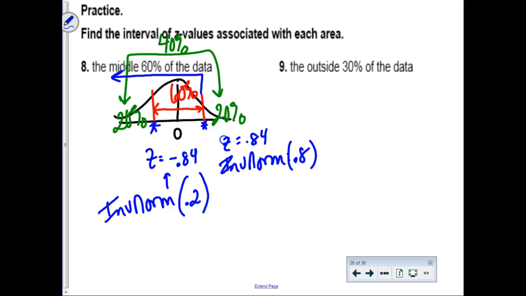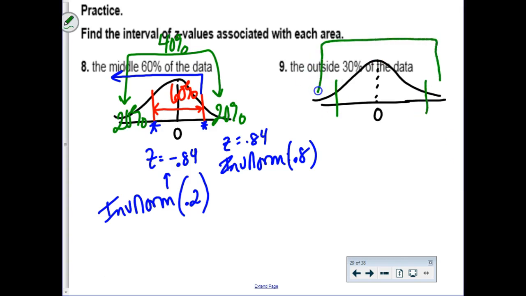Number 9 asks for the outer 30% of the data. All right, so 0 being in the middle, and they want the outer 30%. So think about this, guys. Out here is 30% in total. Can you talk to me about what actually is in each of these beautifully symmetrical tails that I totally didn't draw right? 15% of the data, yeah. And who cares about the middle? Because I don't. So to find the z-score associated with this guy, I'm going to do inverse norm of 0.15.